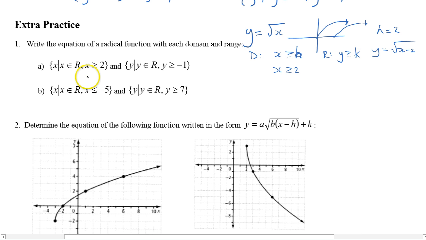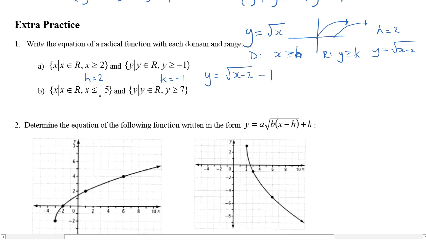So in other words, here what we want is an h equal to 2, and the k should be equal to -1. So the easiest way we could answer this question, we could say that y is equal to the square root of x. Since h is 2, I'll say minus 2, and then outside of here, just make some room for myself, minus 1.